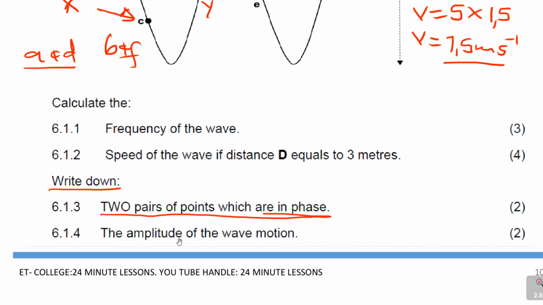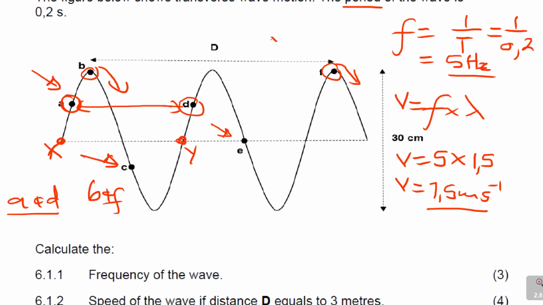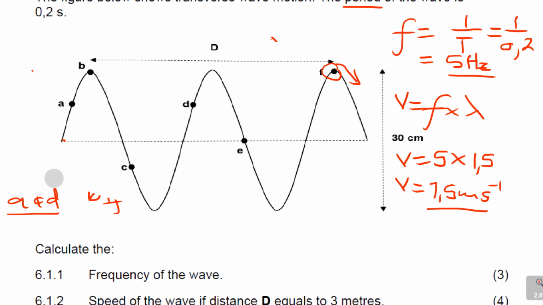The amplitude of the wave motion. Write down the amplitude. Let's look now when they talk about the amplitude. Remember, we say the amplitude is that distance from rest to the top. That is your A. They use the letter R, but let me write amplitude.